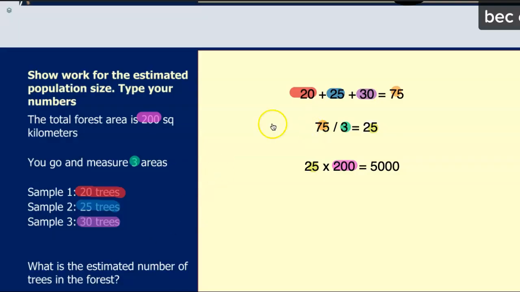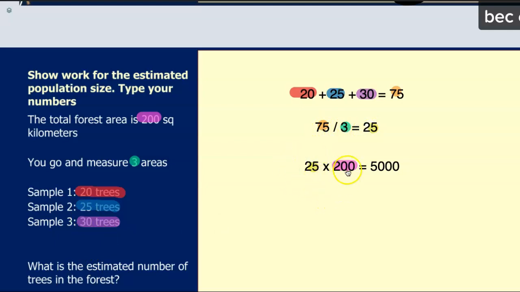Someone was nice enough to color code this so you can follow this. So here we go. Look, we measured 3 areas. So 20 plus 25 plus 30 gives me 75. Okay, how many areas did we sample? 3. Okay, could this be 4? Yes. If we had 4 numbers, we would divide by 4 instead of by 3. So 75 divided by 3 is 25. This gives us our average.